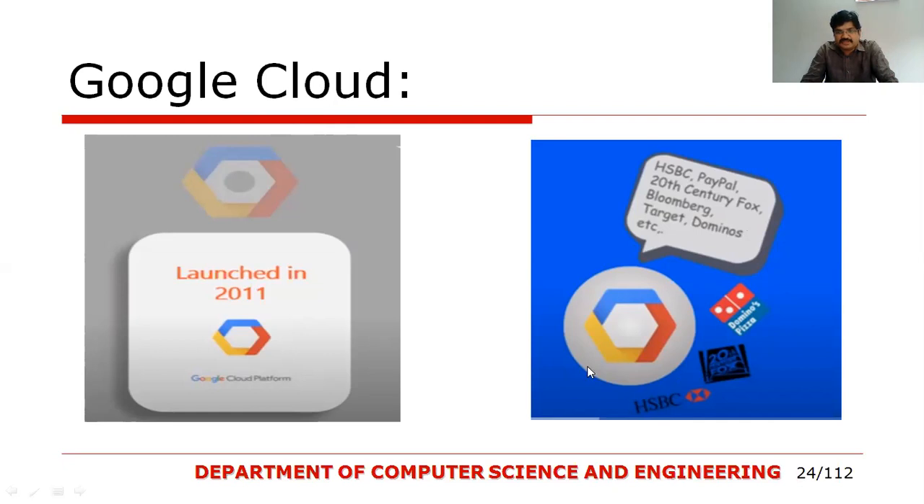HSBC is also one of the familiar banking services, a US-based banking service. All the banking-based IT services are taken from Google Cloud only. They are not maintaining any physical infrastructure in the US.